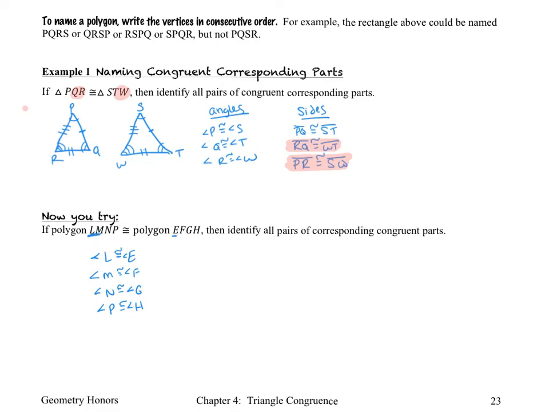And now for the sides, think about this. LM is congruent to EF. And MN, the next interval, is congruent to FG. And NP is congruent to GH. And the last one would be PL is congruent to HE. And if that's a little challenging for you, just draw the 2 rectangles or quadrilaterals.